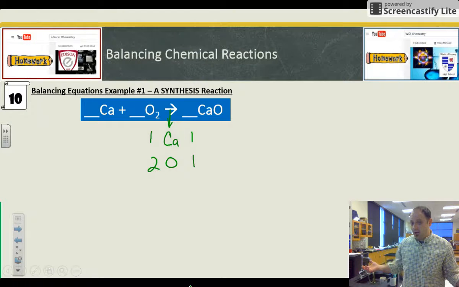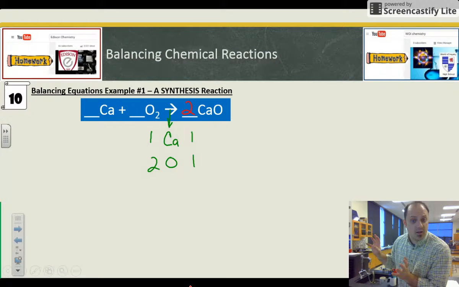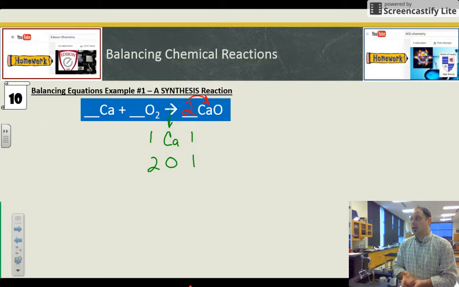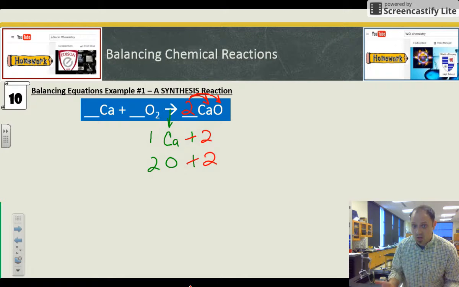The oxygens do not. So he's going to put in a coefficient somewhere that's going to change the number of oxygens on the product side. If he puts a coefficient in front of CaO, it means he's doubling the number of calciums and oxygens. So he put in a coefficient, he counts again, now we repeat, we compare. Does calcium match? No, but oxygen does.